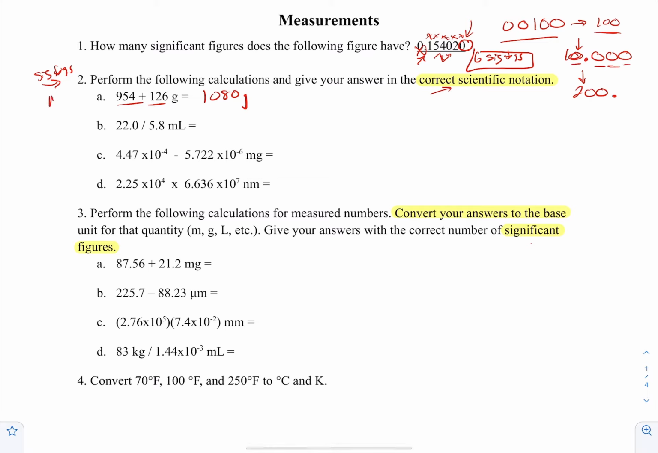Now, for addition and subtraction rules, there are specific rules that we follow for significant figures. Notice how we counted sig figs here. That's not necessarily what we do for addition and subtraction. When we're adding 954 plus 126, we have to be specific to the number that is least specific. Let me show you what I mean. Both numbers here are specific to the ones place. So my answer is limited to being specific to the ones place.